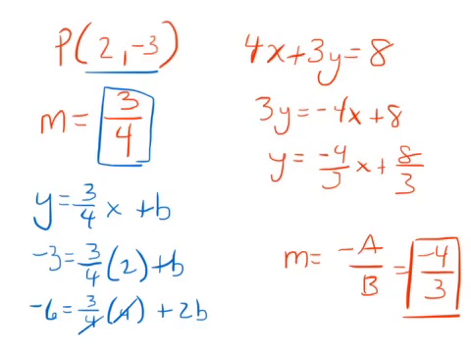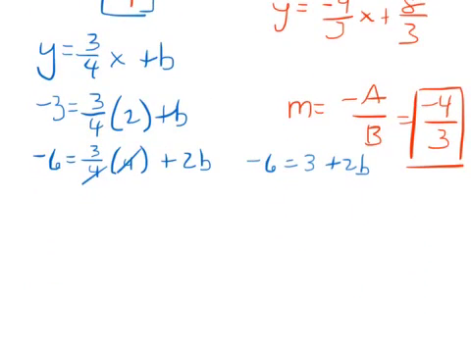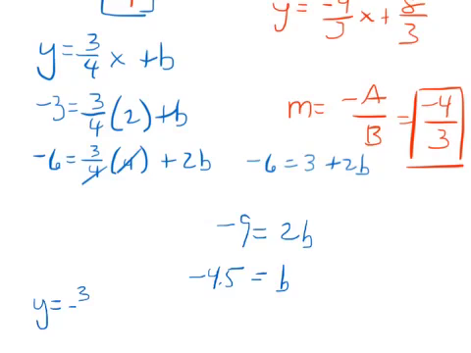It's not always as intuitive to see that though. So we have negative 6 equals 3 plus 2b. That's where we're at right now. Subtract the 3, we get negative 9 equals 2b. So b equals negative 4.5. It's a messy answer, but that doesn't always mean it's going to be an easy answer. So y equals 3/4 x minus 4.5.